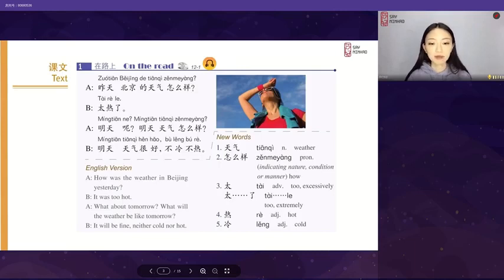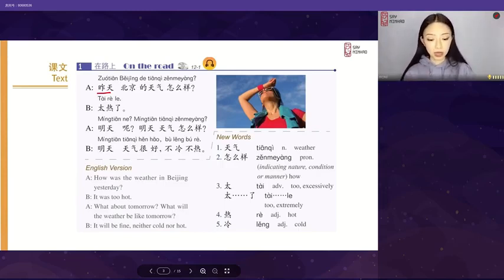昨天北京的天气怎么样? 太热了。 明天呢? 明天天气怎么样? 明天天气很好,不冷不热。 Okay, let's see this text sentence by sentence.